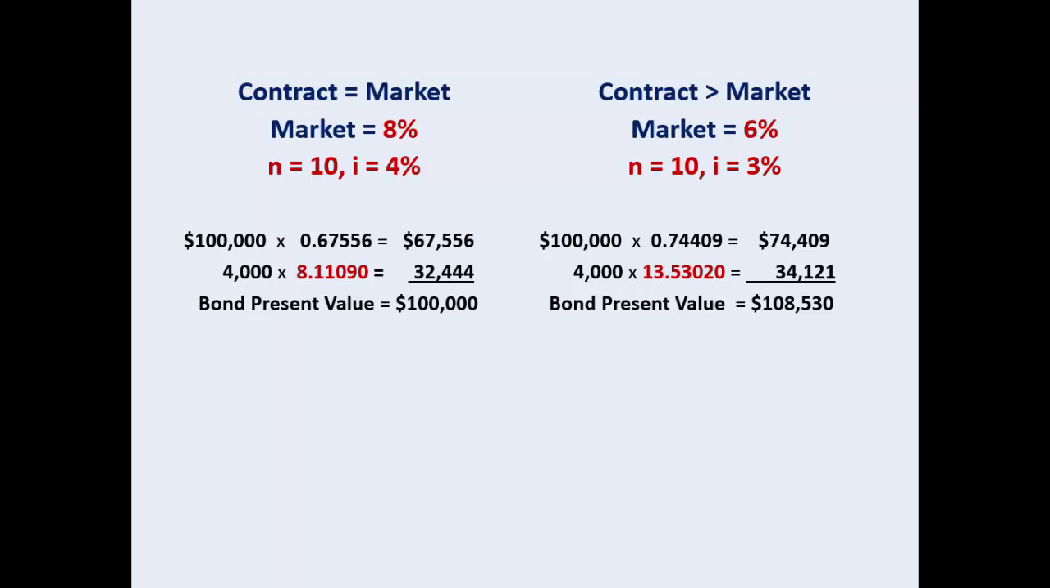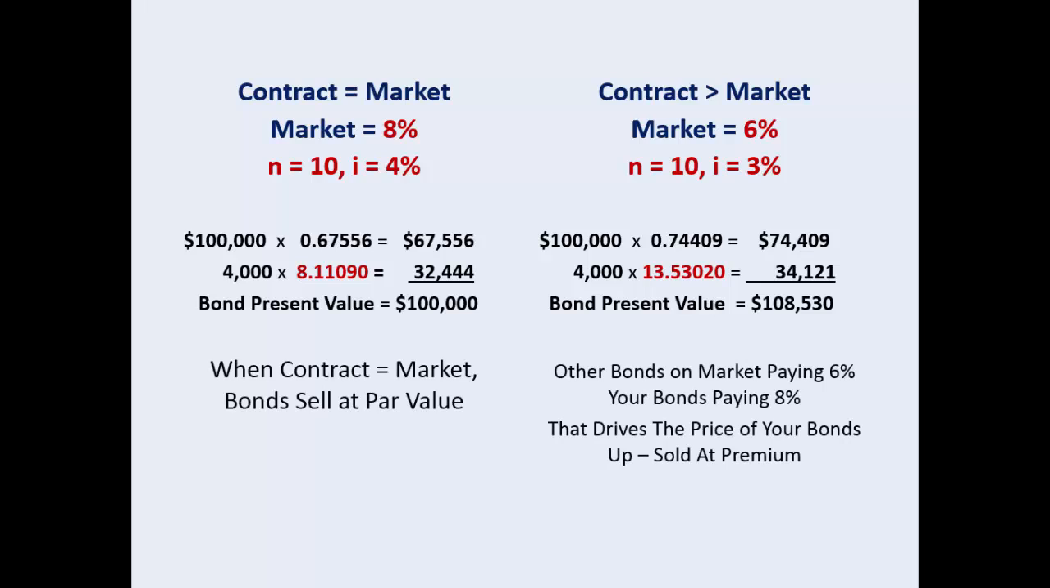And again, looking at the numbers, if contract equals market, it's sold at par, and the numbers below simply prove it based on N of 10 and I of 4. Bond present value, $100,000 face value. But if contract is higher than market, market is 6, but you're paying 8% annually or 4% semi-annually, you use the 10 compounding periods, but you're using 3% instead of 4% because you follow the market rate. And as you run the numbers, you can see this sold at a premium price.